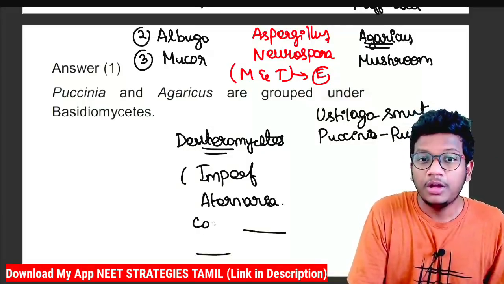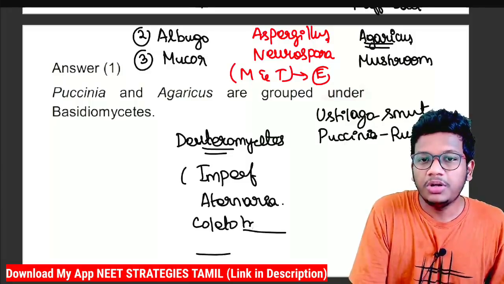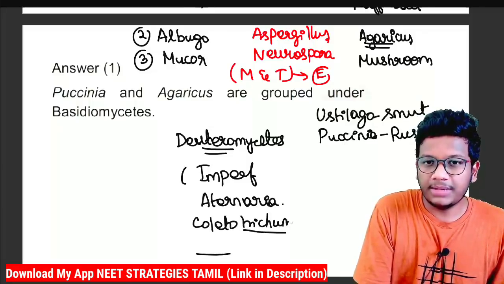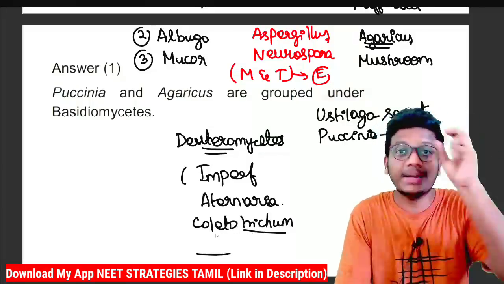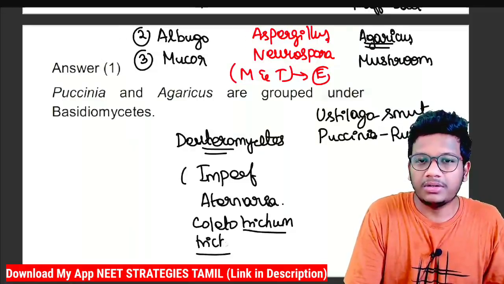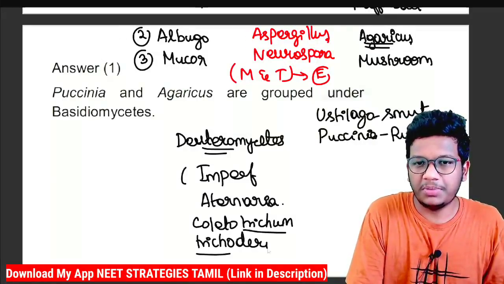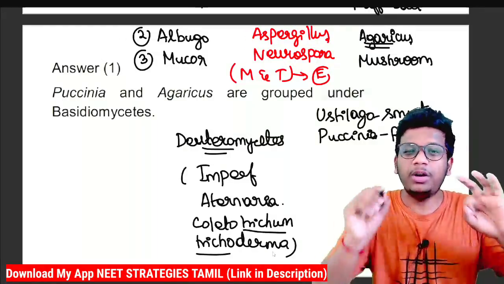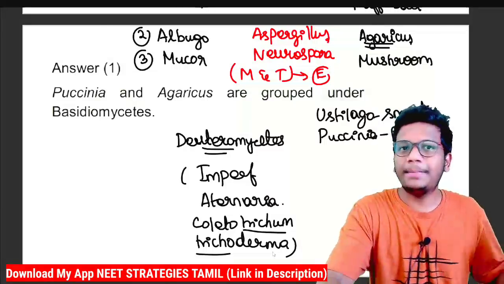One is Colletotrichum. So Colletotrichum should be here. And take the same trichum for the next one, Trichoderma. So this is very important, guys. This is the most important thing: remembering all the mnemonics and examples.